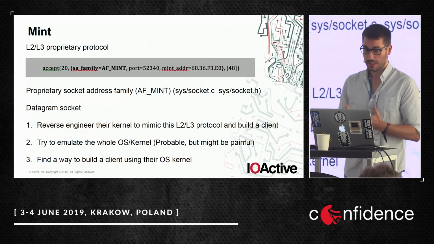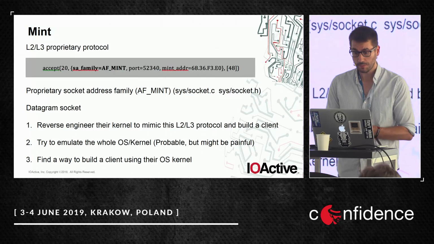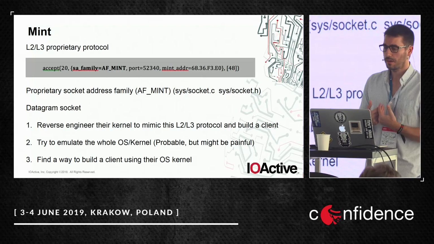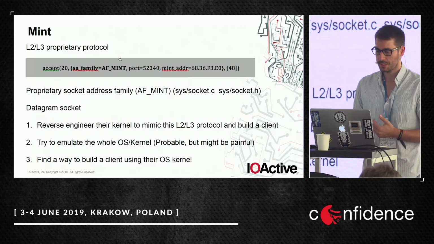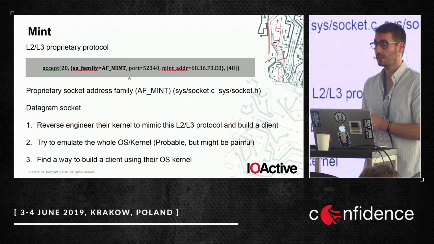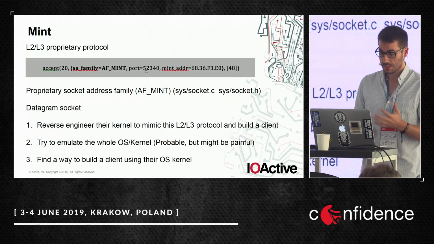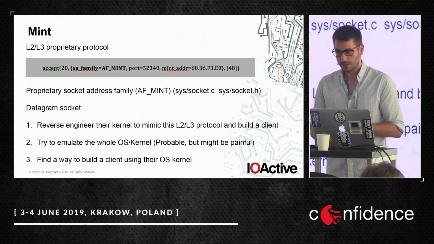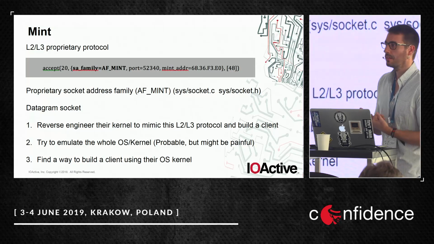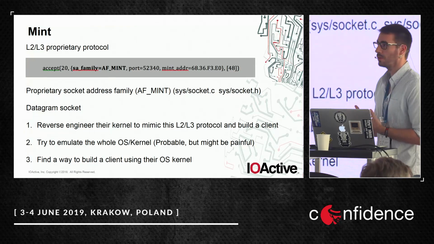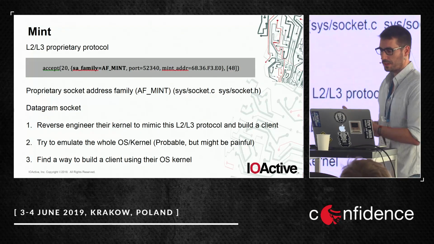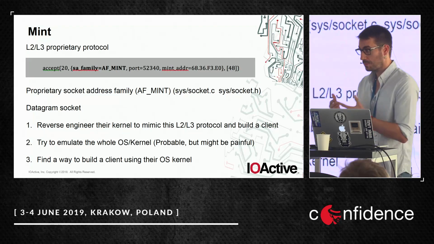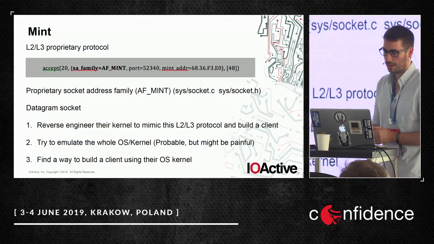So as I said, it's a layer 2, layer 3 proprietary protocol. They created their own socket address family, which is, in this case, AF_MINT. So it's implemented in their kernel, and it's a datagram socket. So we have the port as well, but the address in this case is the last 4 bytes of the MAC address. So the idea here is we want to create a client, and we want to be able to use this Mint protocol to communicate with other access points, for instance, and exploit potential issues that we would find in the future.